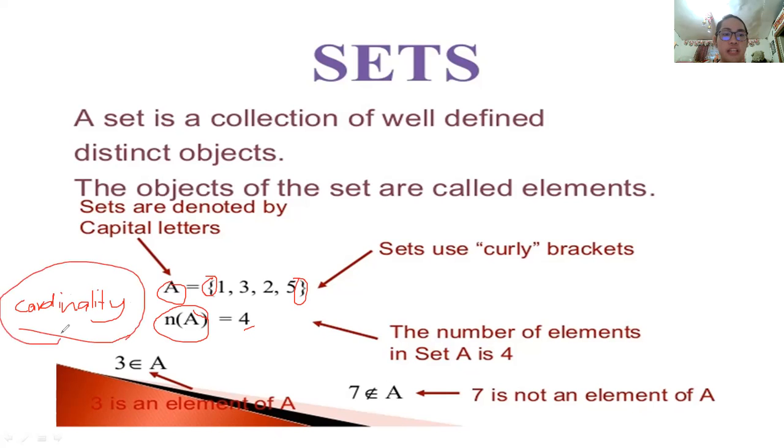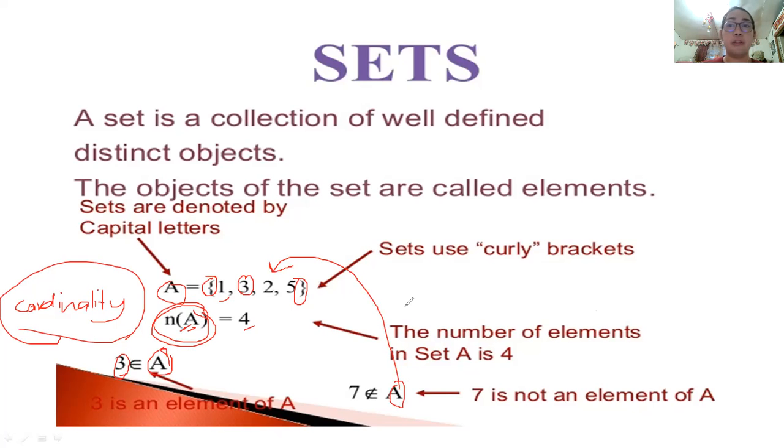This is how you name it: n(A), meaning the number of elements in a given set A, which is equal to 4. Why 4? Because there are 4 members in here: 1, 3, 2, and 5. So that's how you identify the cardinality of a given set. So 3 is an element of A, right? Why? If you check, there is a 3 in this set. For 7, 7 is not an element of A because if you check A, there is no 7 in the elements of set A.